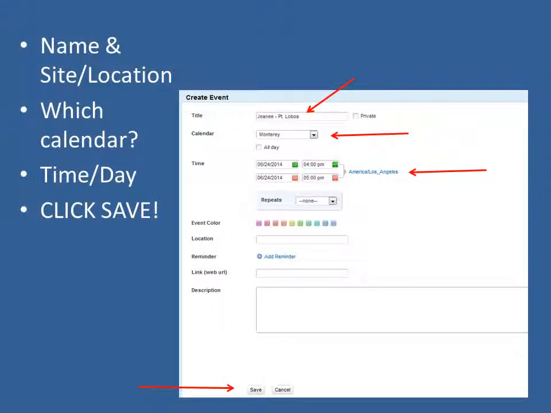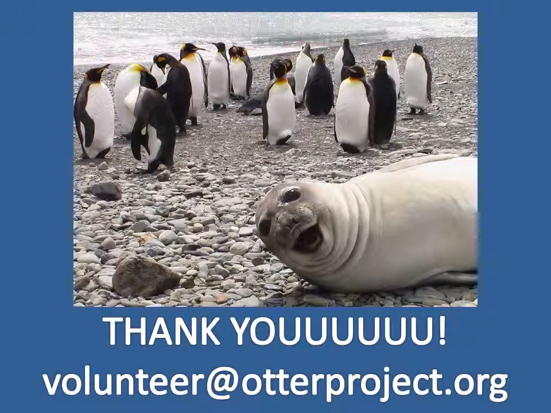On the next screen, enter in all relevant information, including your name and site location, which calendar you are using for each region, whether it is Monterey, Santa Cruz, or San Luis Obispo, the time and day, and don't forget to hit Save.